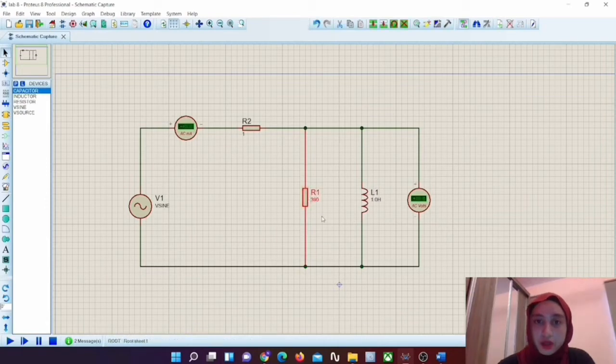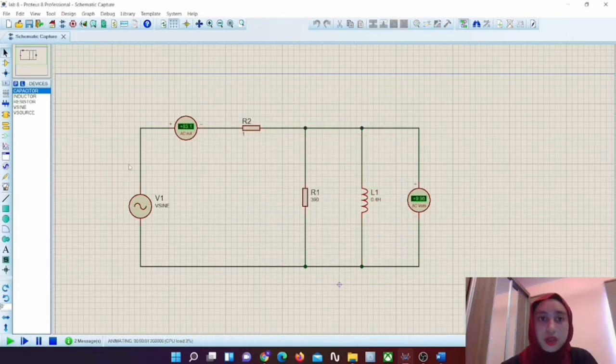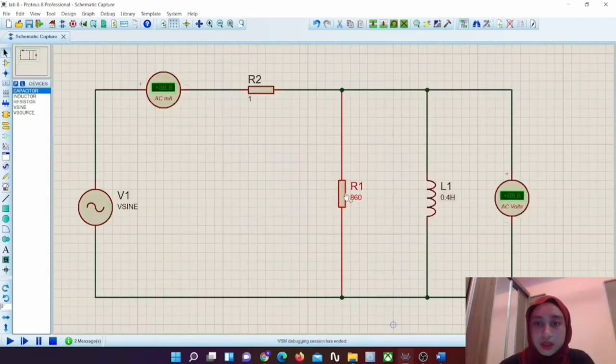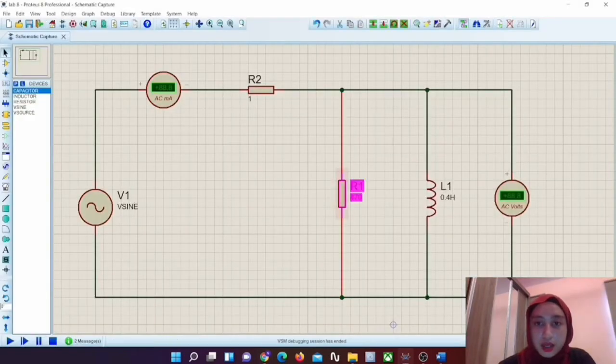After that, we need to change the value of the resistor to 390 ohm and the inductor is 0.4. And then we run the simulation. We got the AC ammeter current value of 82.8 milliampere and the voltage is 9.96 volt. Then we change the resistor to 470 ohm. After we run the simulation, the current value is 81.5 milliampere and the voltage is 9.97 volt. And lastly, we change the resistor to 860 ohm and run the simulation. We got the current value of 79.5 milliampere and the voltage is 9.98 volt.